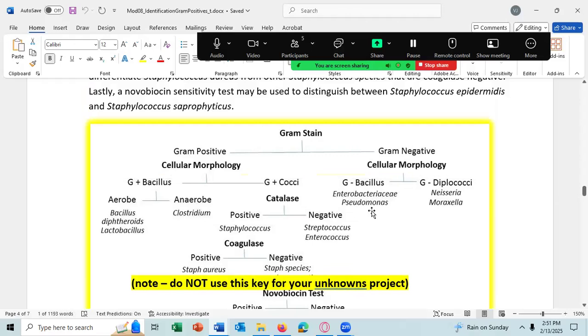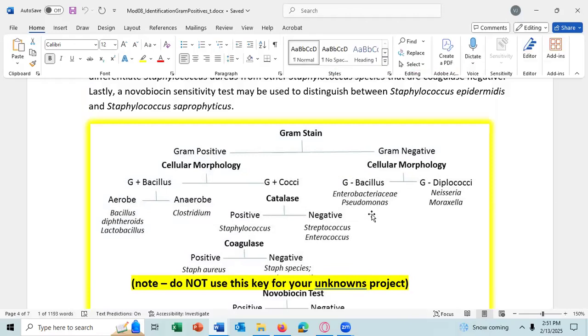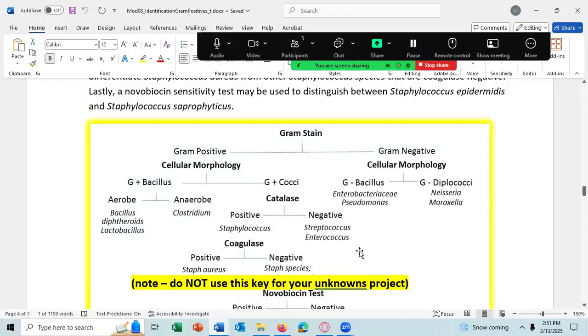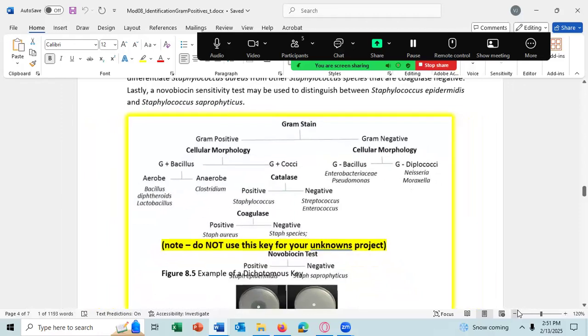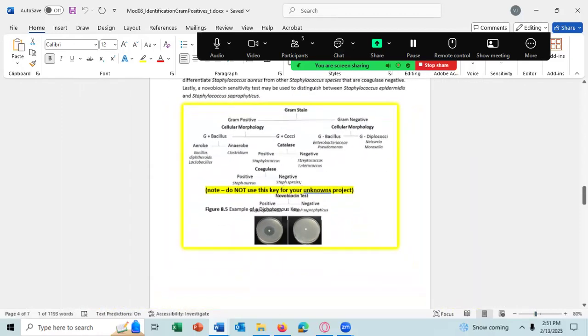Now, I will warn you that they consider it dichotomous logic even if you have an example like the PR test, which can separate the possibilities into three different groups: AG, acid and gas production; just A, meaning acid production, no gas; or a negative result. Any questions about doing a dichotomous key?